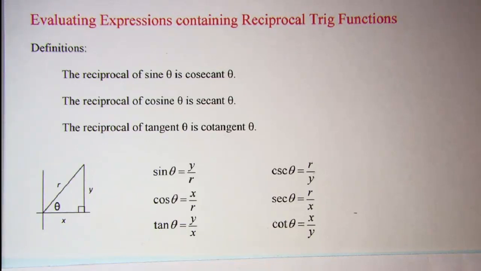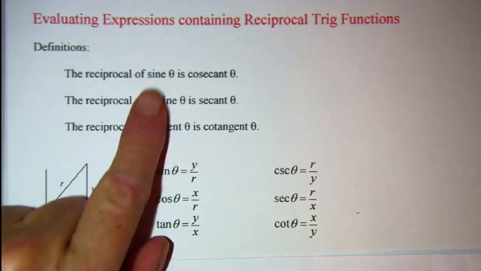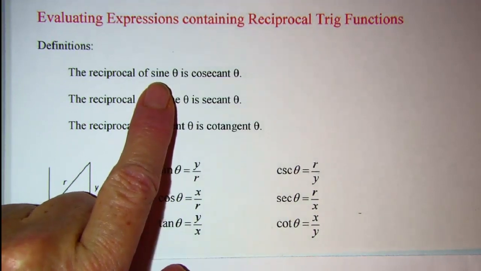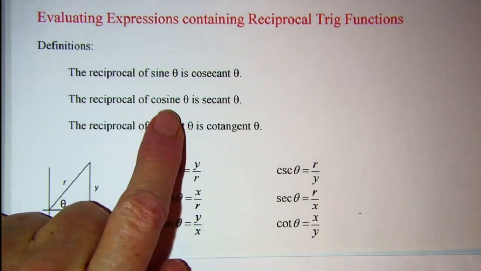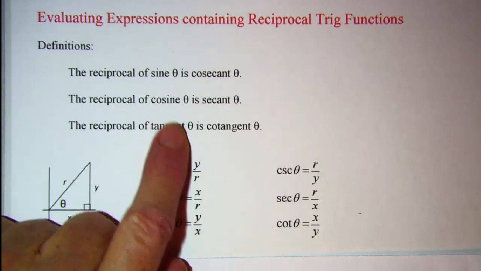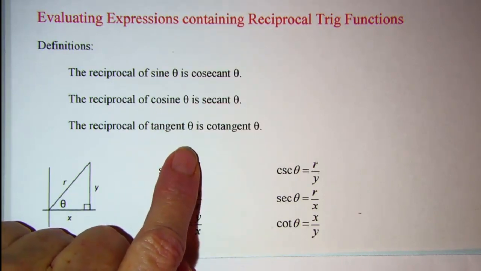In this video, we will be talking about expressions that contain reciprocal trig functions. The three reciprocal trig functions that we're going to discuss are cosecant, secant, and cotangent. Cosecant is the reciprocal of sine. Secant is the reciprocal of cosine. And cotangent is the reciprocal of tangent.